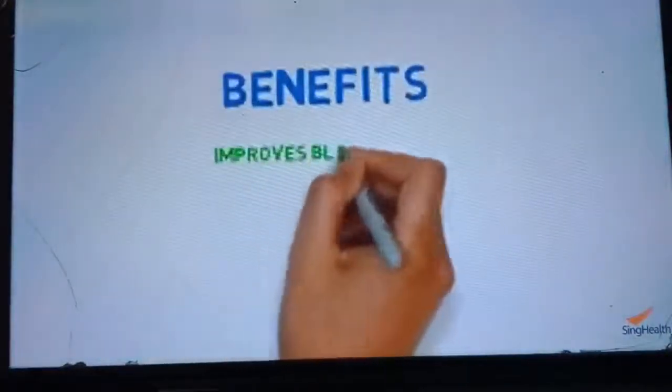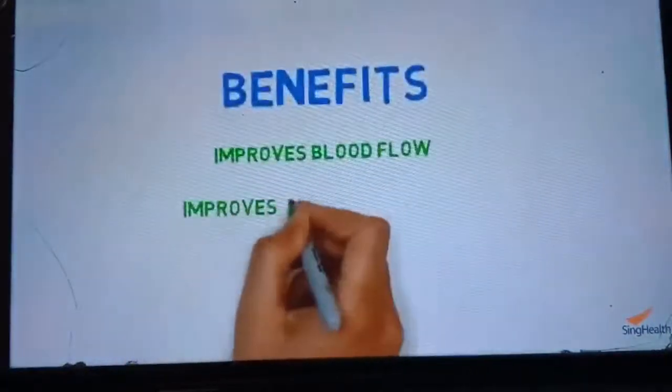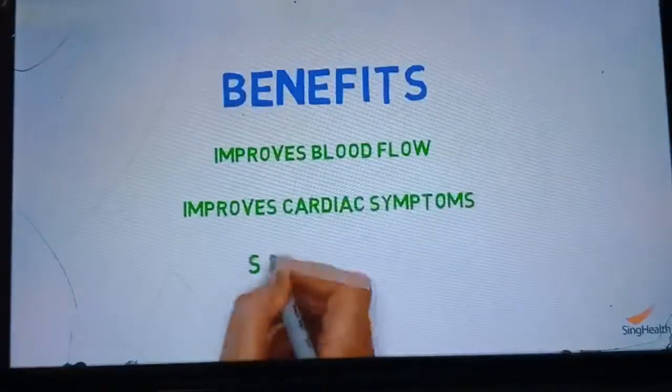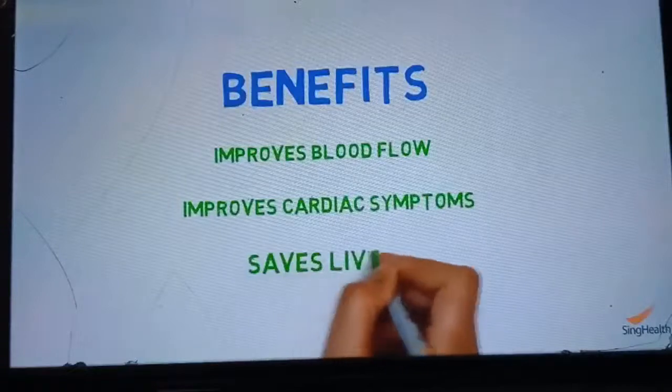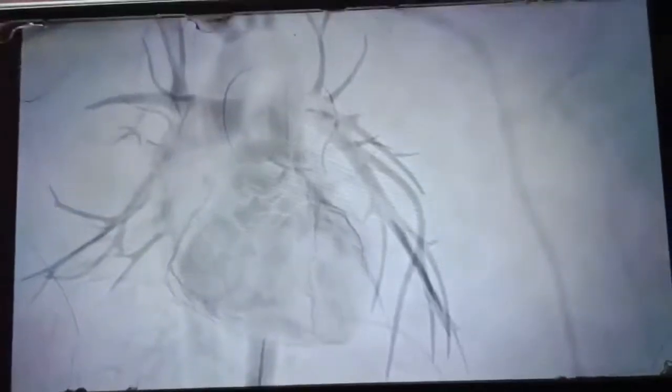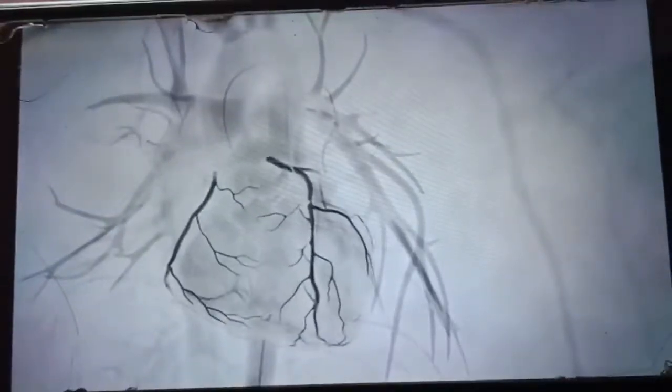Angioplasty and stenting improves blood flow in blocked coronary arteries and will help improve cardiac symptoms and quality of life. If you are having a heart attack, this procedure can save your life and reduce heart muscle damage. Angiography is taken to see if the arteries are blocked. Dye is injected through a tube and into the coronary arteries.